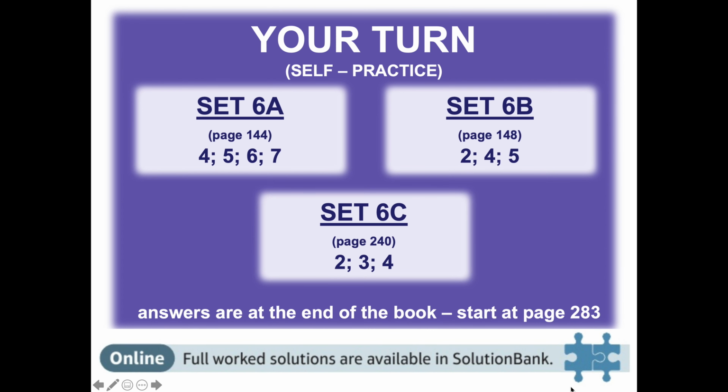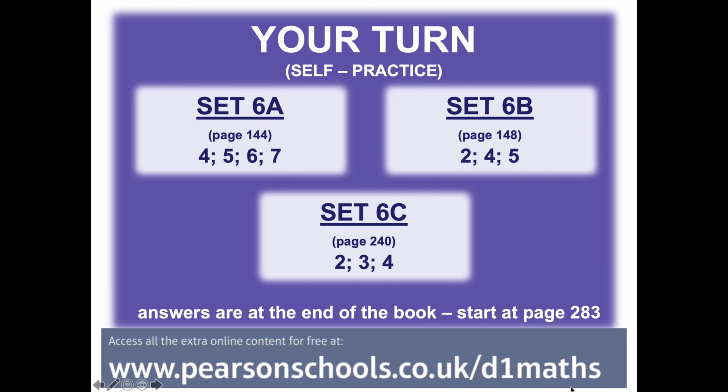Please look at sections or set 6a, 6b, and 6c. You have the graph paper. I gave you graph paper. You will need it probably for B and C. In 6a, you just need to state the objective functions and actually formulate the linear programming problem. So try it. Answers are at the back of the book, and the full worked solutions are available on this website if you need to check.